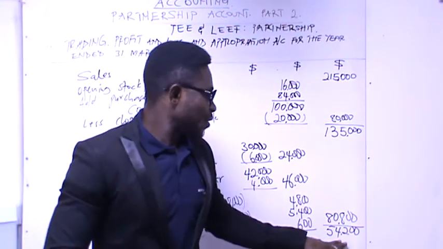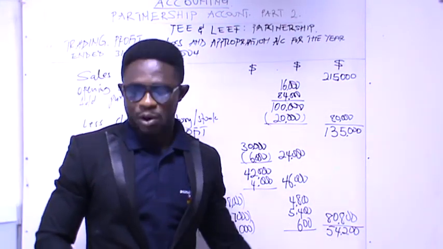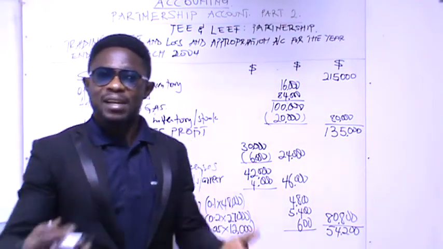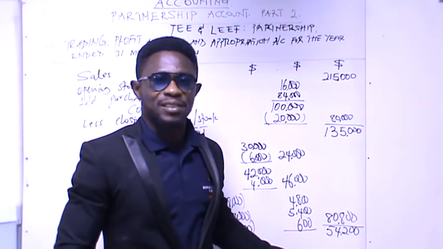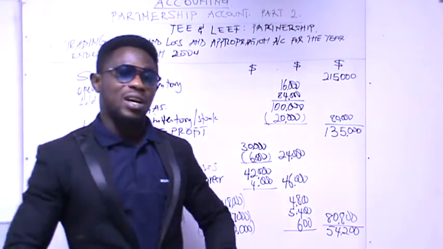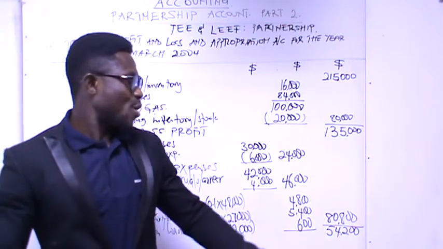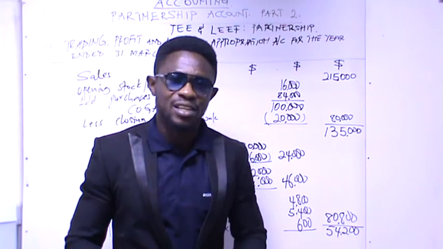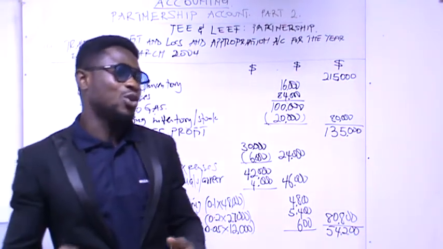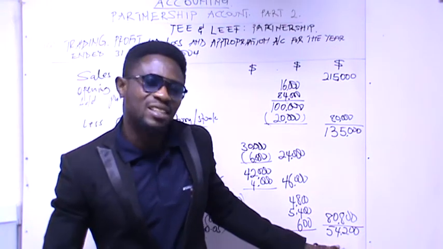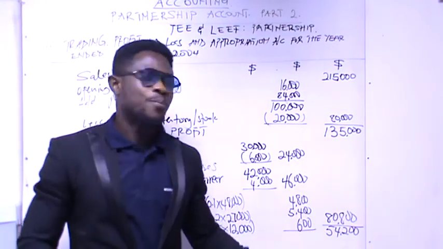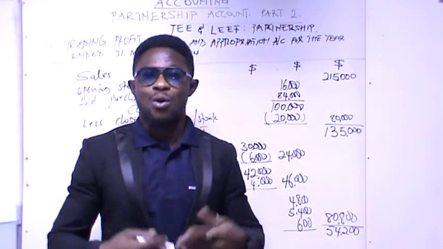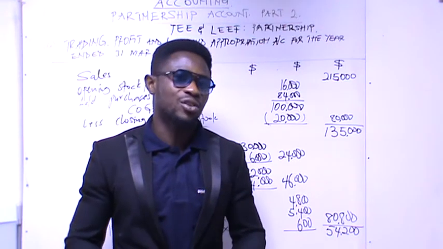Now, this 54,200 that we have as our net profit, if there is any salary to be paid to an active partner, we are going to deduct from that. If there is any interest on capital to be paid to the partners, we are going to deduct from that. If there is any interest on drawings to receive as income to the organization, it is going to be added to this net profit before we share the remaining profit to the partners according to their agreed sharing ratio.